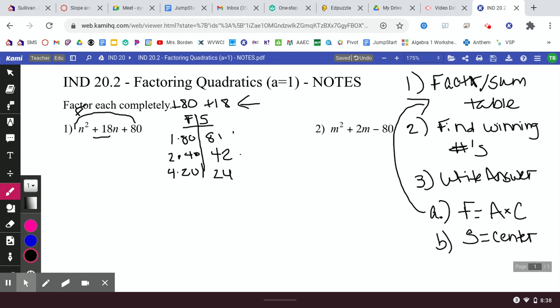You do not need to do all of this every single time. The only time you need to start with 1 in the number, 2 in the number, 3 in the number is if you don't know and you're trying to find your winning factors. If your winning factors jump out at you, fill those in right away.